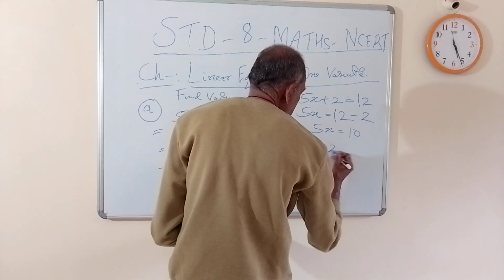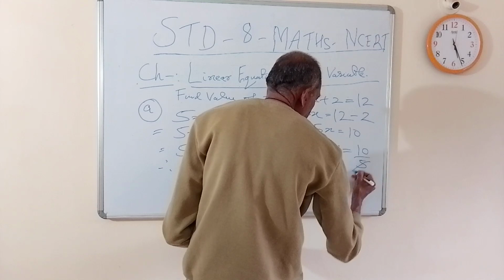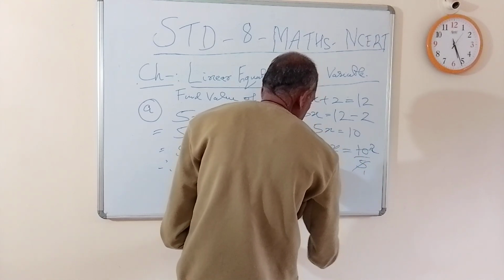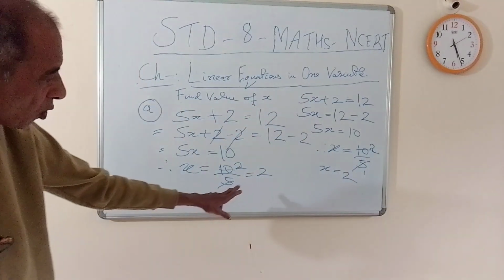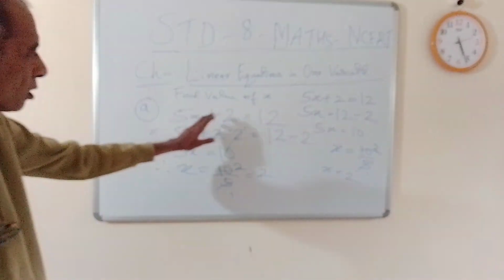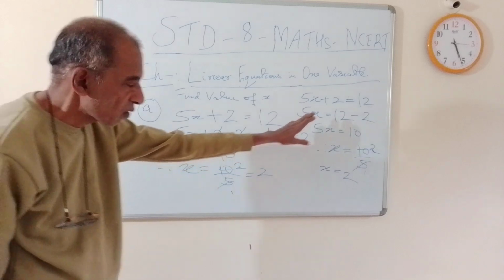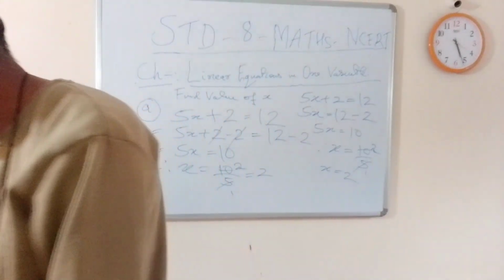Therefore, x is equal to 10 upon 5. So 5 ones are 5, 5 twos are 10. We are getting x is equal to 2. The same answer which we got here and here. Simple methods, two methods are there. Here we are taking minus 2 on both sides. Here we are directly doing it. Got it?